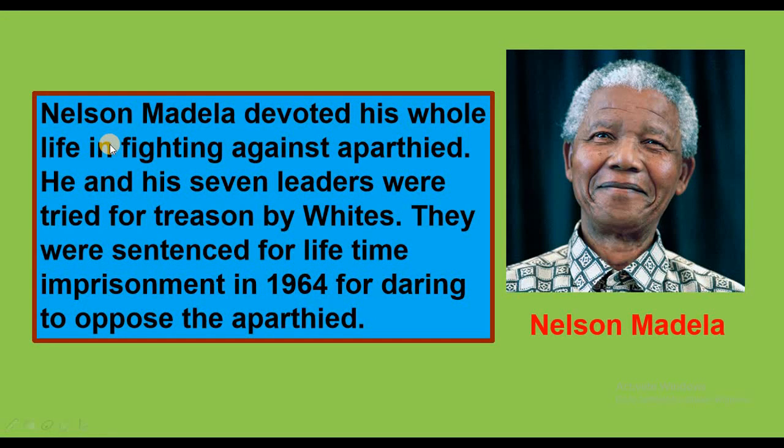So you can see that, like the democratic rights we have in our country, if we want to oppose something we can do so, but in South Africa it was a crime. So Nelson Mandela and his other leaders were standing against apartheid, which was an inhuman practice. His colleagues were all tried for treason by the whites and sentenced to imprisonment.